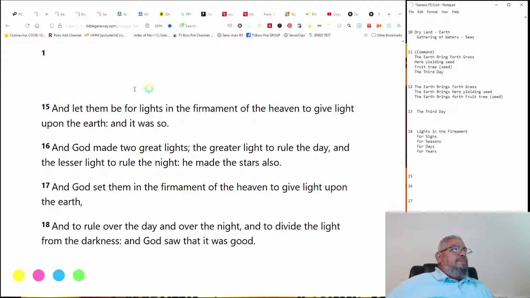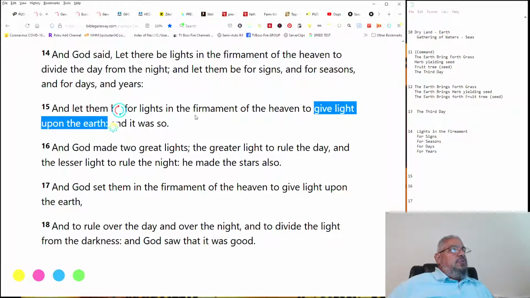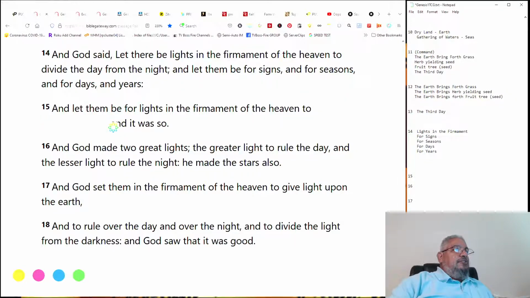Now 15, and let them be for lights in the firmament of the heaven to give light upon the earth. And so it was so. So on 15, el verso 15, que deja que sean luces en el firmamento para que sean luz, para que den luz. Again, you can look at it literally, and you can look at it allegorically. It works either way because they're for signs. And then if it gives light upon the earth, it gives understanding upon the earth. That's an allegorical treatment of it. Light upon the earth.